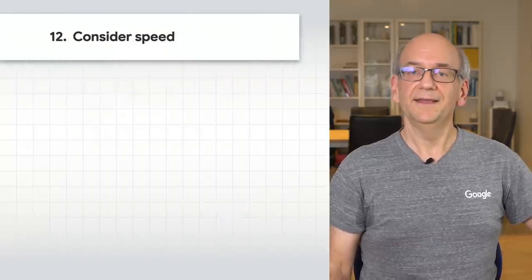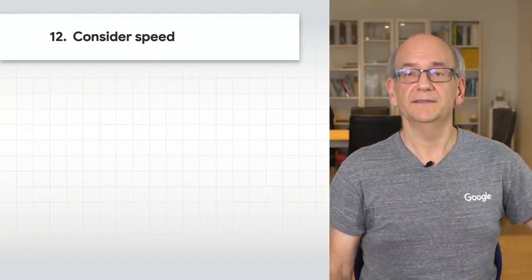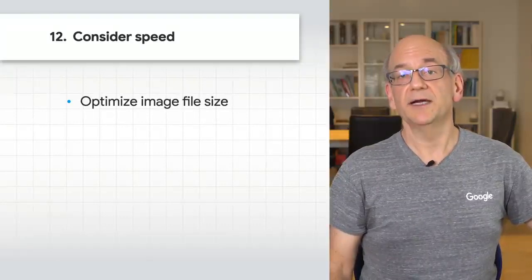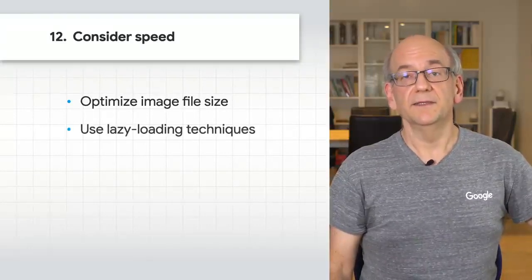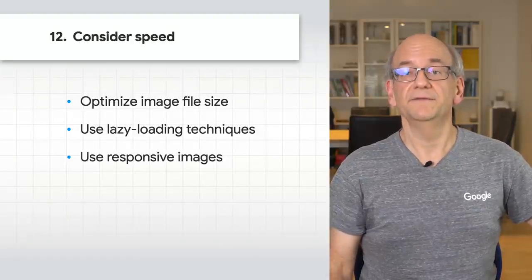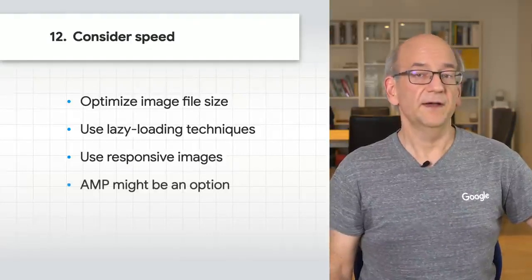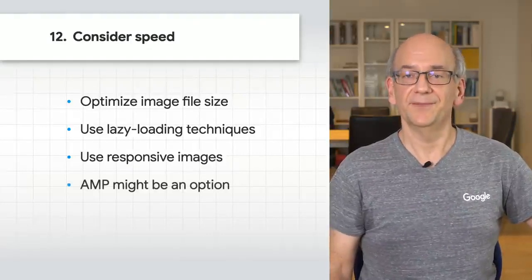Consider speed. Images are often the largest contributor to the overall page size. We recommend applying image optimization using lazy loading and responsive image techniques to provide high-quality and fast user experiences. Depending on your website, AMP pages may also be an option for making fast-loading pages.